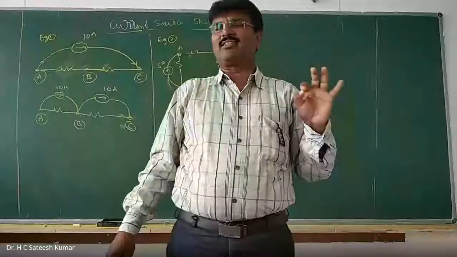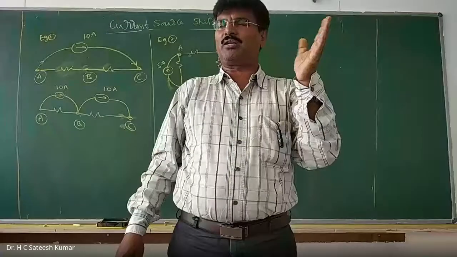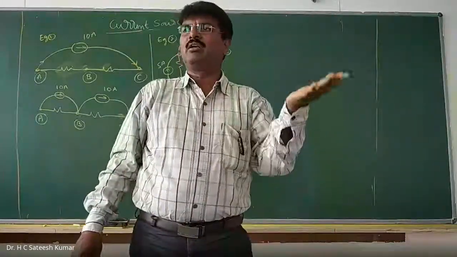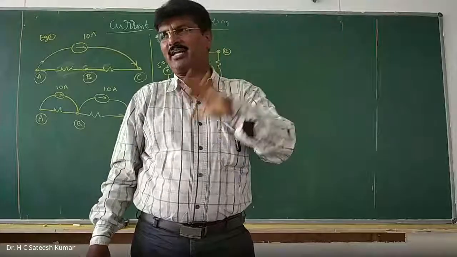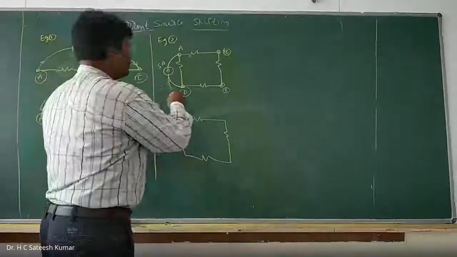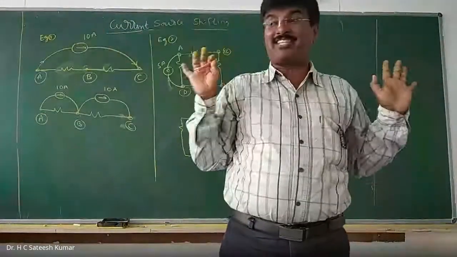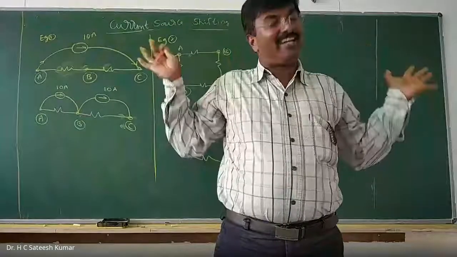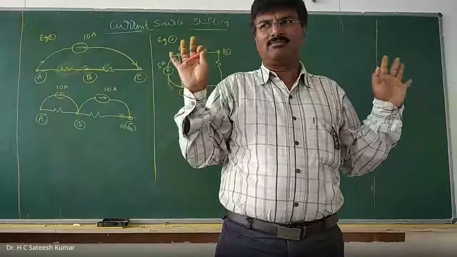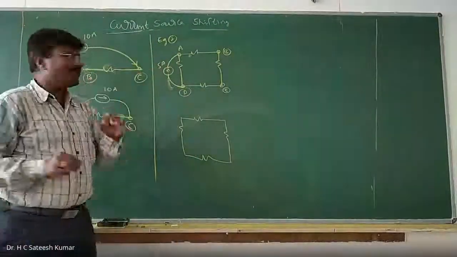What KCL says is that the algebraic sum of the currents at any junction is equal to 0, or another way, the total algebraic sum of the current entering is equal to that leaving. KCL does not say from where the current is entering. Entering or leaving, that's all you should understand in KCL. From where it is entering, don't bother. It is to a junction. Now, current is entering 5 amps, so I'll write the current 5 amps entering.